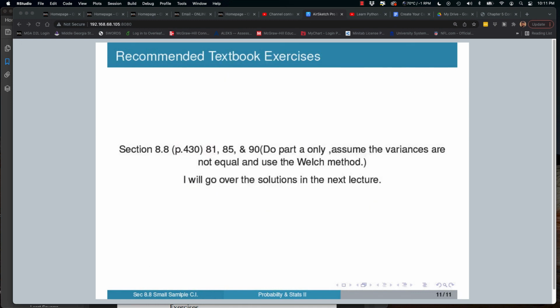All right, so for recommended textbook exercises in section 8.8, do problems 81, 85, and then do problem 90, but do only part A, and assume the variances are not equal and use the Welch method. Okay. I will go over the solutions in the next lecture.